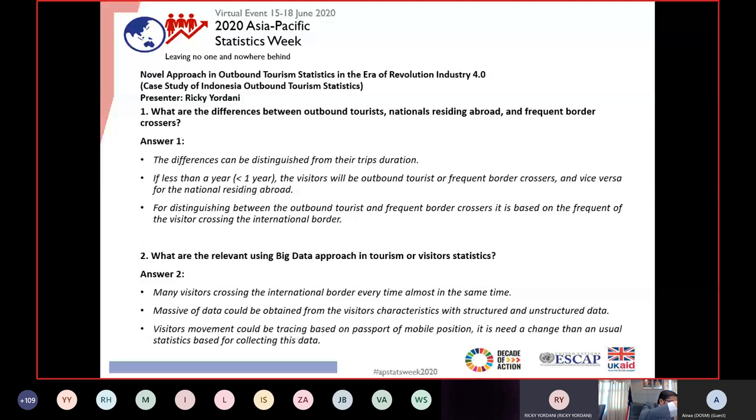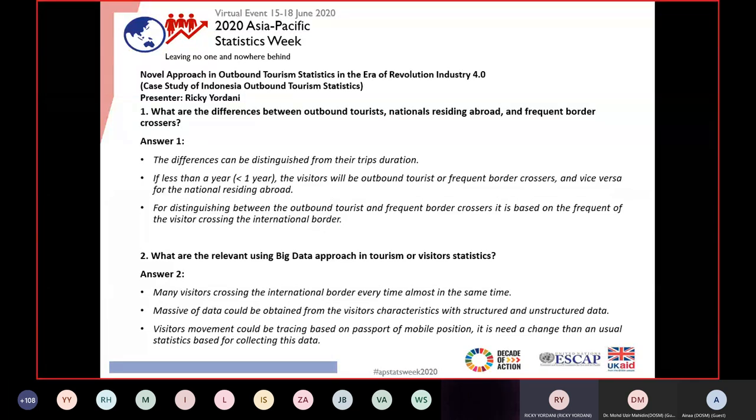But if the visitor stays outside their hometown country, they will be a national residing abroad. For the distinction between the outbound tourist and the frequent border crosser, it's based on the frequency of the visitor crossing the institutional border.